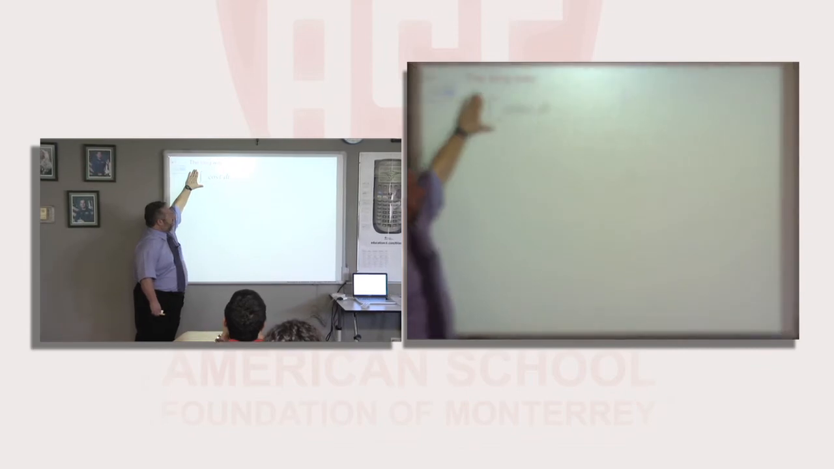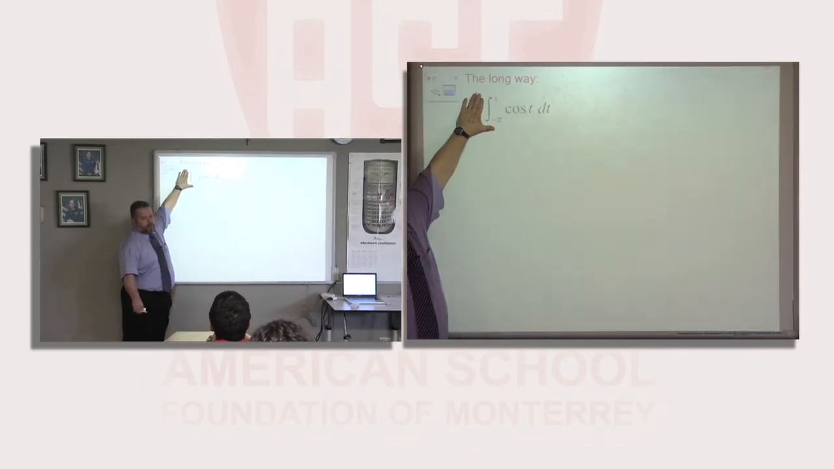If I asked you to solve this, what would you do first? Take the antiderivative of cosine t. What is the antiderivative of cosine t? Sine t? Negative sine t?